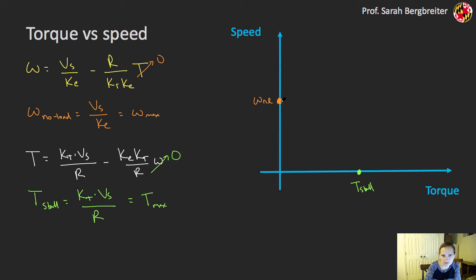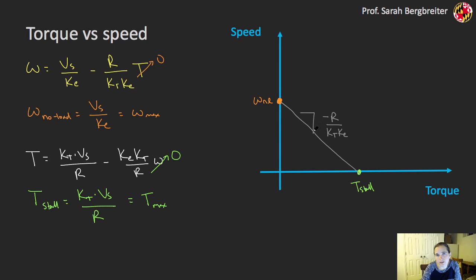So what I'll find is that I have a nice linear relationship between that no load speed and that T stall. And the slope of this curve is going to be minus R over Kt times Ke. So if I have a higher resistance, but my Kt and my Ke stay the same for some reason, I'll have a steeper slope here.